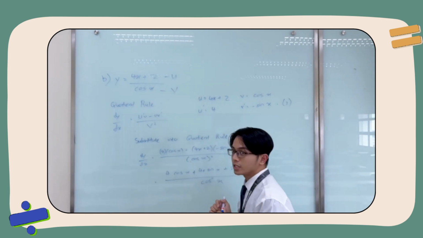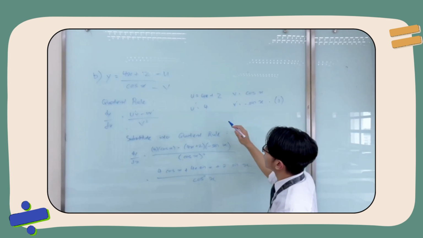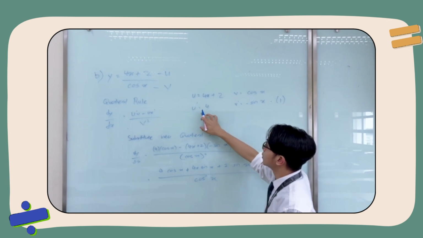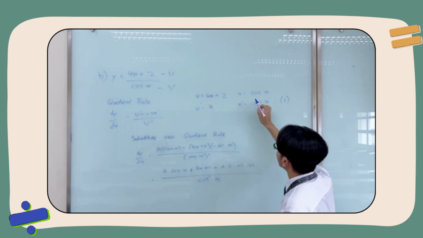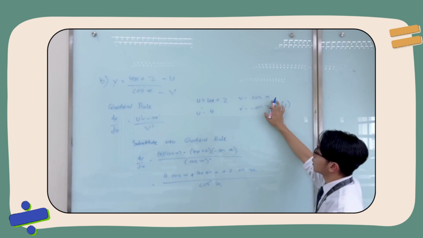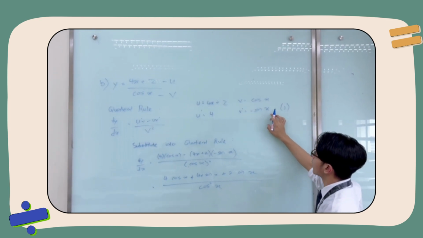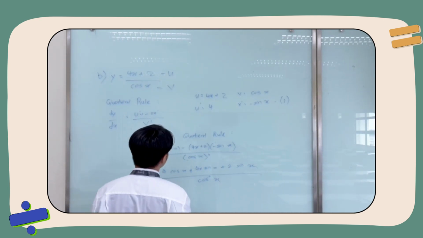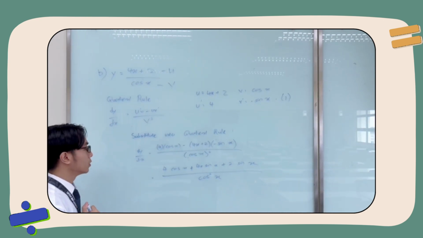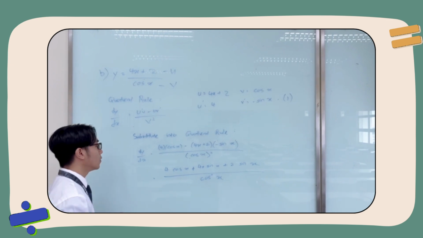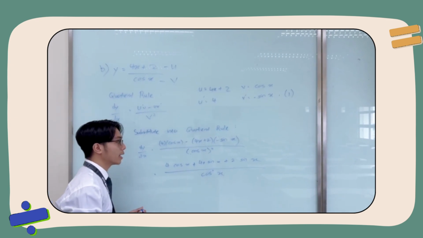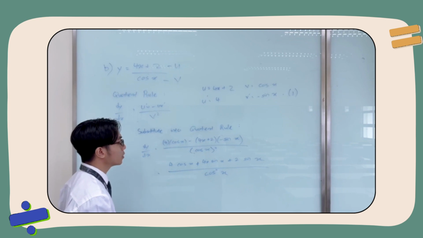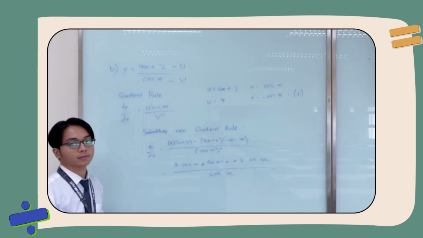Now we need to differentiate. For u, we have 4x plus 2. When we differentiate, u prime is 4. While v is cos x, and when we differentiate, we get negative sin x. Then, all of these values we can just substitute into the quotient rule. The final answer we got is 4 cos x plus 4x sin x plus 2 sin x over cos squared x.